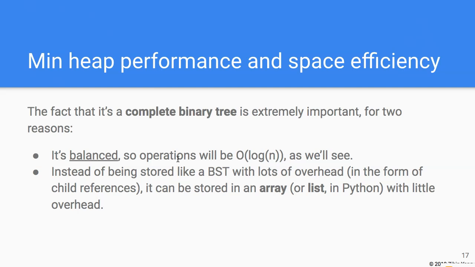And then the second good thing is the fact that every level is filled except the last level, and the fact that the last level is filled all the way to the left, allows it, instead of being stored like a binary search tree with lots of overhead in the form of child references, as we discussed earlier, a min heap can be stored in just an array with no overhead. Now, there is no array in Python, so we'll use a list. But the same idea applies, that there is very, very little overhead. And we'll see how that works.